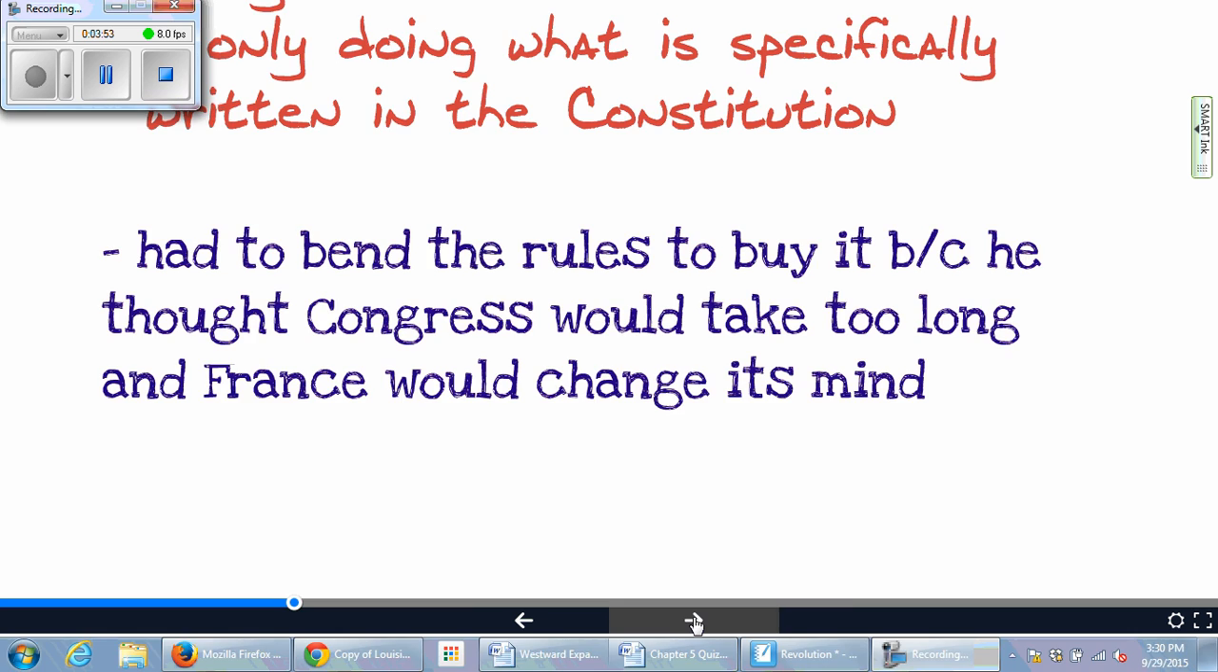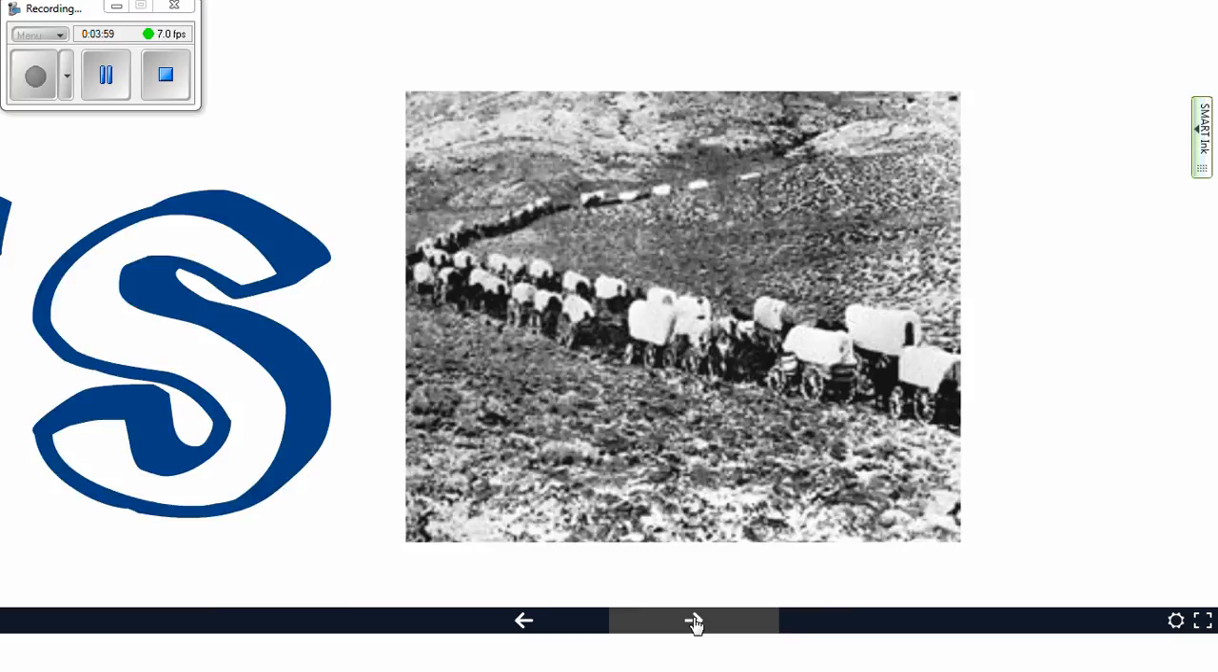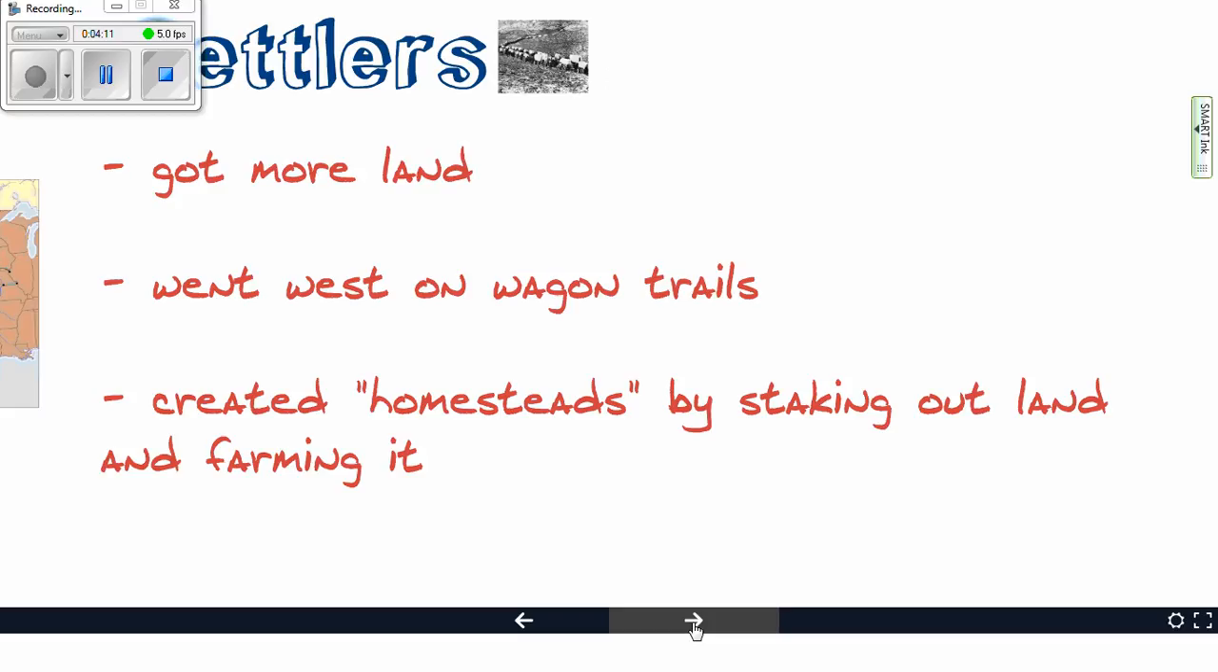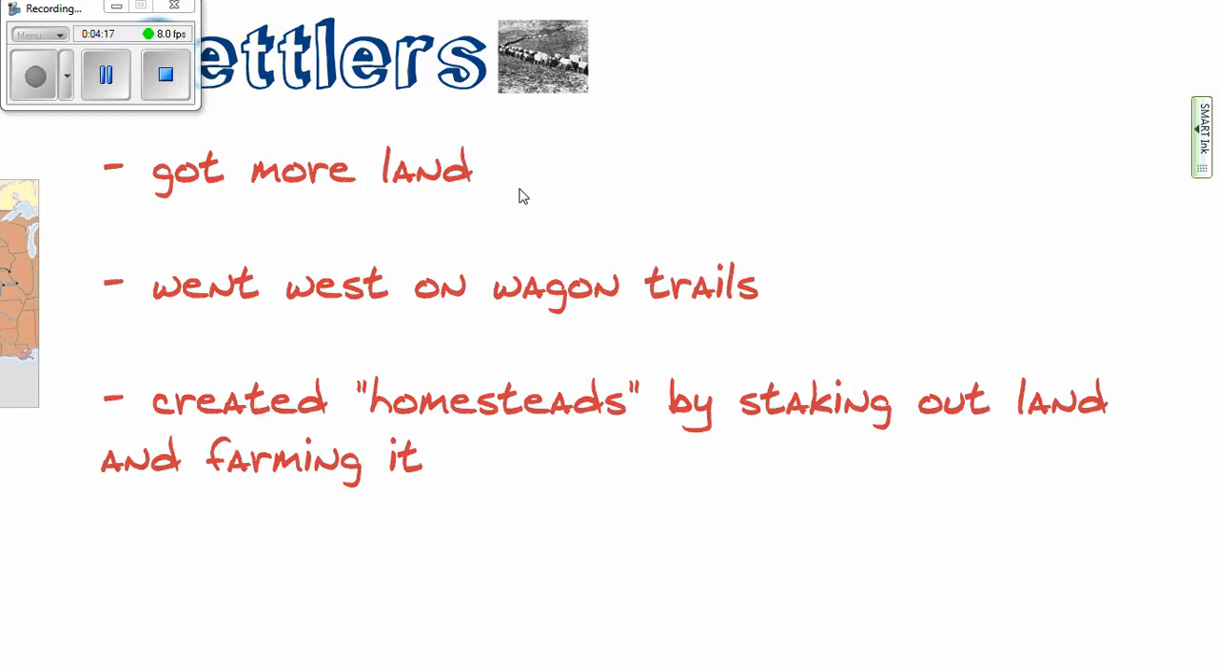Our next group that we're talking about are settlers. You might have seen things like this: a wagon train with covered wagons going across the prairie. This is how people got west back in the early 1800s. Of course, the Louisiana Purchase is a big impact on settlers. In some way, or for some reason, there was a type of person in America at this time that just really wanted to move west.